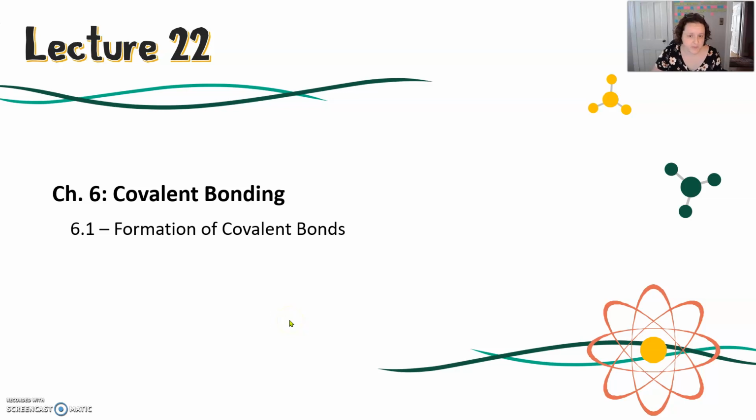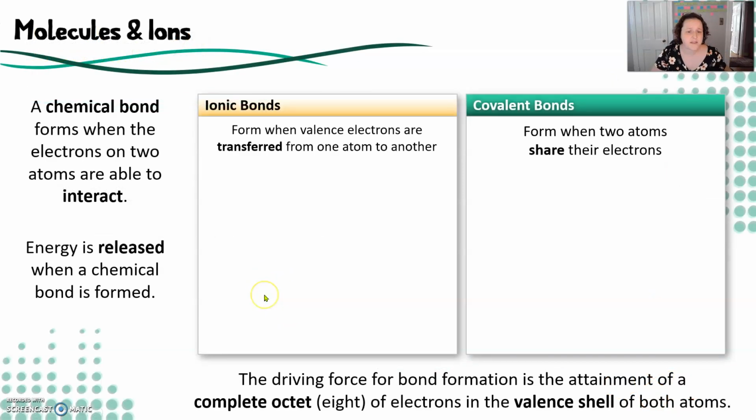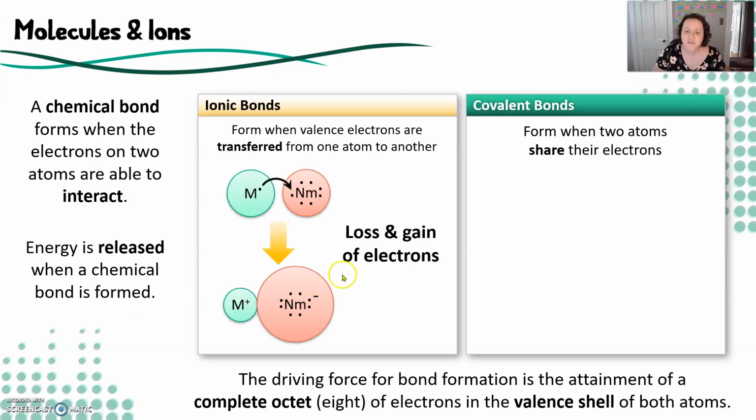This first mini lecture for Chapter 6 compares ionic and covalent bonding and explains how the sharing of electrons can lead to a stable bond. As we've previously discussed, chemical bonds form when electrons on two atoms interact by either exchanging electrons or sharing electrons. Exchange of electrons leads to the formation of ions, a positively charged cation and a negatively charged anion, and therefore is the mechanism for ionic bonding.